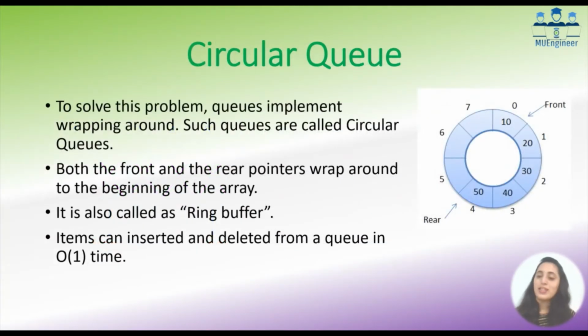That type of queue is called a circular queue. Before seeing how it solves this, let's first see what a circular queue is. To solve this problem, the queue implements wrapping around. Such queues are called circular queues. What does wrapping around do? Both the front and rear pointers wrap around to the beginning of the array. The array has two ends, front and rear, and if I join them, it becomes a circle.